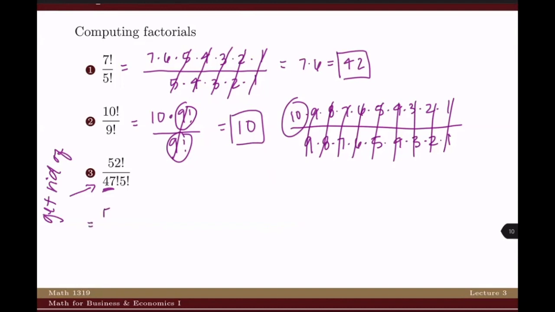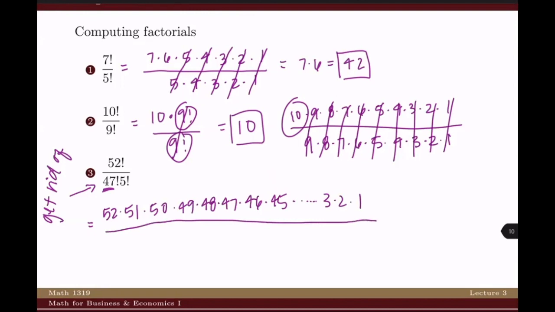So this is going to be 52 times 51 times 50 all the way down to 3 times 2 times 1, right? I'm not going to list out all those numbers. That's a lot of work. On the denominator, I'll have 47 times 46 times 45, and so on, down to 3 times 2 times 1. And then I'm kind of just remembering that this 5 factorial is here. I'm not really going to use him yet. But we just can't forget about him, right?